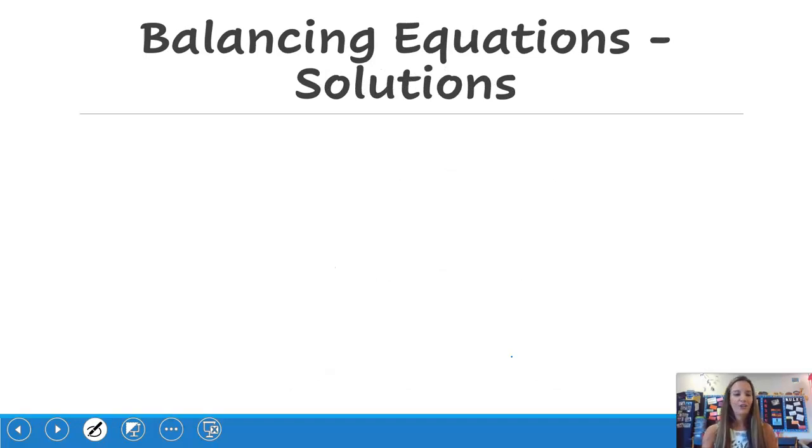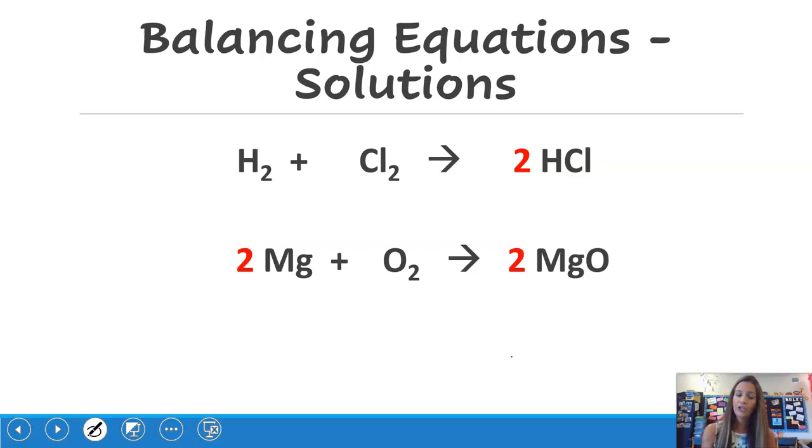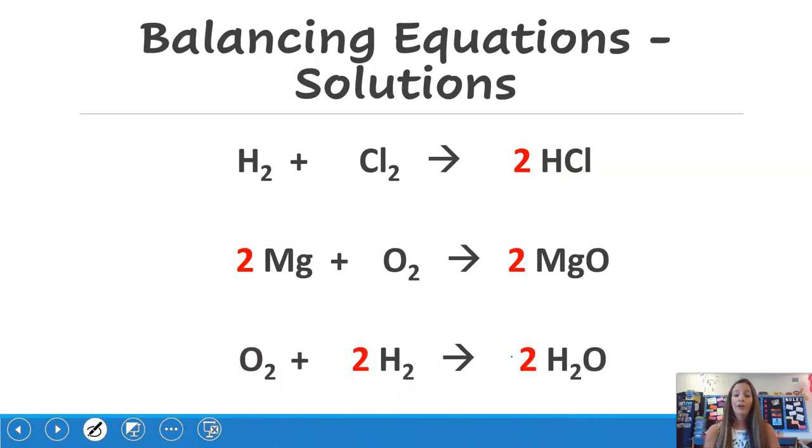All right, are you ready to check how you did? So our first equation here, all you had to do was put a 2 in front of the HCl. The second equation, you needed a 2 in front of the Mg and then a 2 in front of the MgO. And the third equation, a 2 in front of the H2 and a 2 in front of the H2O.